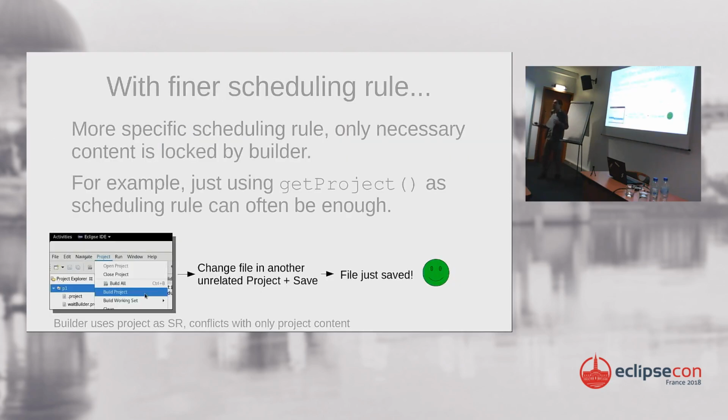If we had a builder with a finer grain rule, so for example, if P1 had just a scheduling rule on itself, so it just chooses itself as scope and lock, kind of. If we have P1 with a narrow scheduling rule, we build P1 and we save a file in P2, it would work. Because the workspace wouldn't see both operations as conflicting, and it will just save the file in P2 and keep P1 building. Okay?